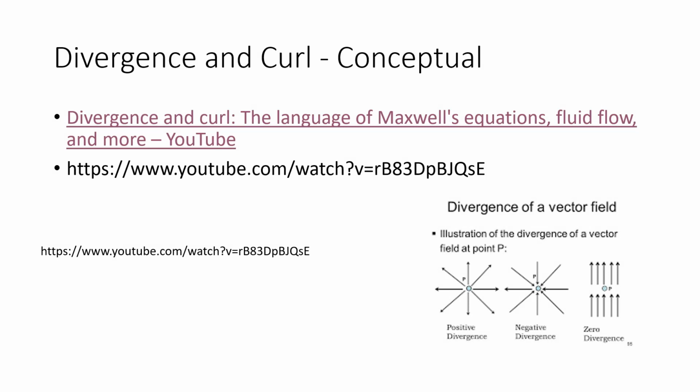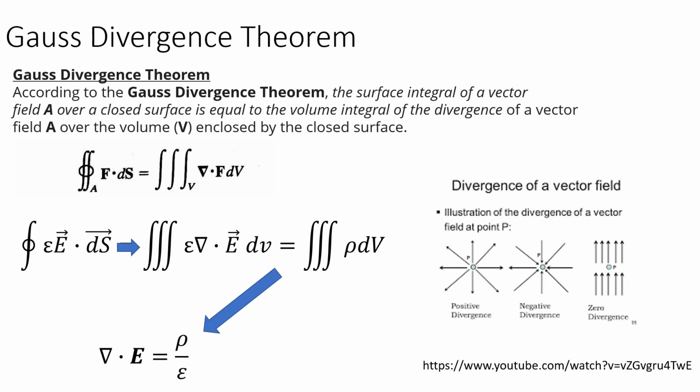If you want to know more about the divergence and the curl, check out this YouTube video. It gives you kind of a conceptual overview as to what they are. Excellent video. Okay, so let's go ahead and apply first the Gauss divergence theorem, which basically says that the surface integral of a vector field F in this example, over a closed surface is equal to the volume integral of the divergence of a vector field over volume V. So again, this is a divergence operation.